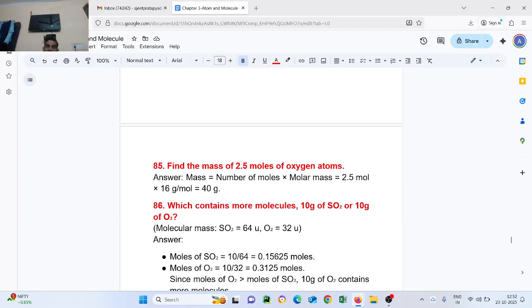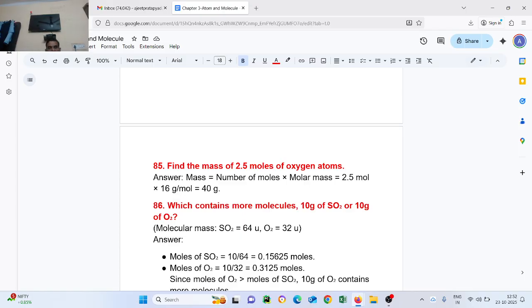Question number 8. Find the mass of 2.5 moles of oxygen atoms. Answer: mass is equal to number of moles multiplied by molar mass, equal to 2.5 moles multiplied by 16 gram, equal to 40 gram.